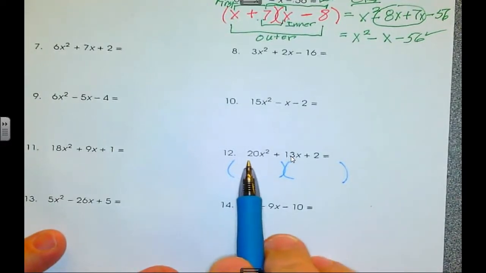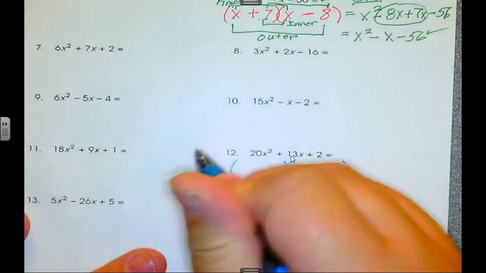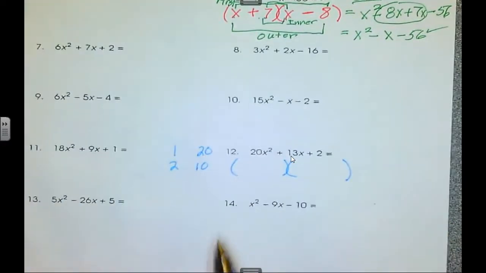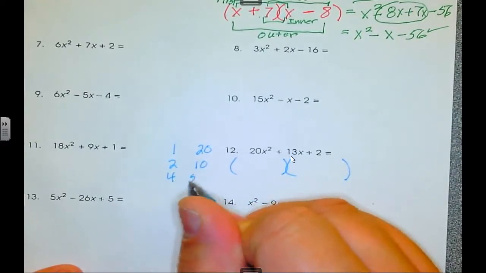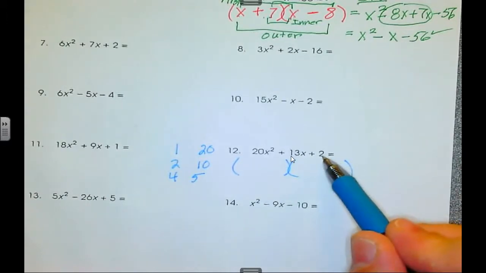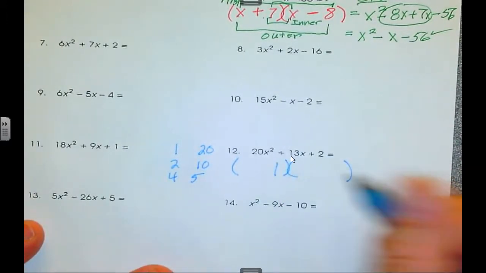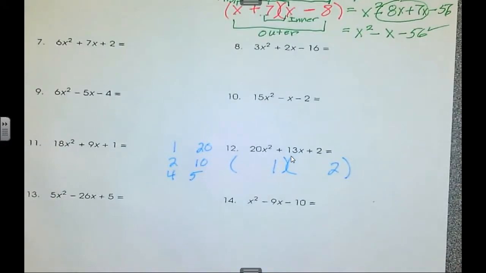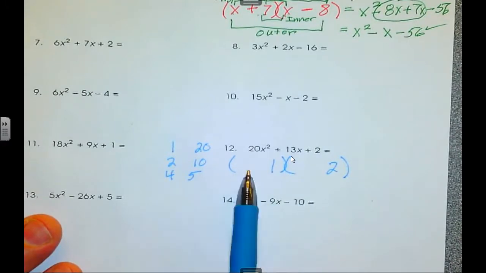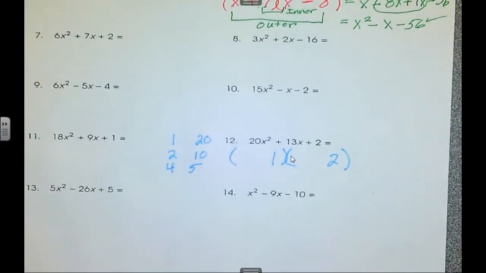What are the factors of 20? 1 times 20, 2 times 10, 4 times 5. The factors of 2 are easy. I have 1 times 2. It's the only ones I got. 2 is a prime number. I don't know if I should use 1 and 20, 2 and 10, or 4 and 5. I'm just going to have to guess and check.